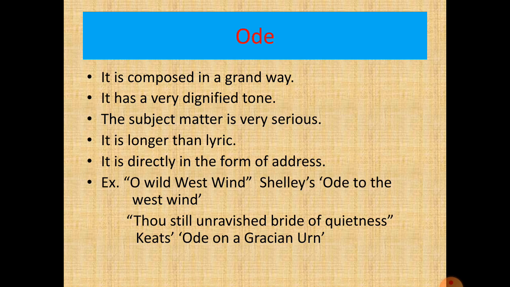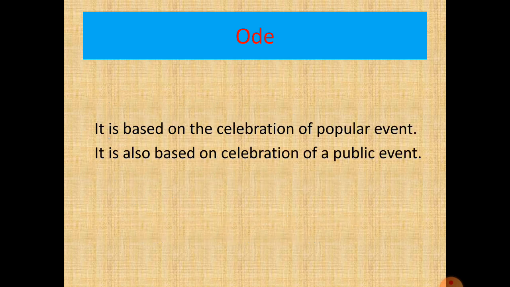Now the fourth basic feature of an ode is that sometimes it is based on the celebration of a popular event of national pride or any national event. It is also based on the celebration of a public event, or the event which is most significant in society of that particular period. So let's talk about different types of ode.